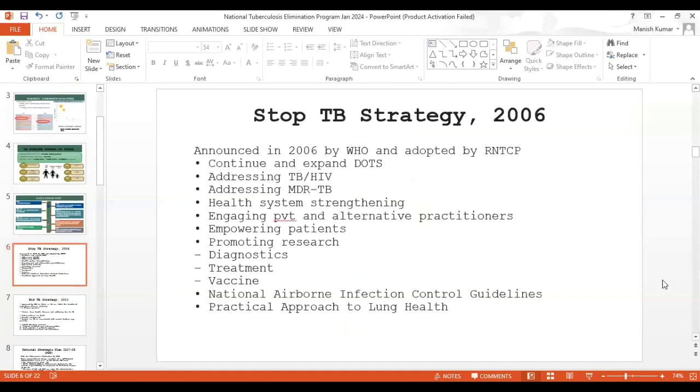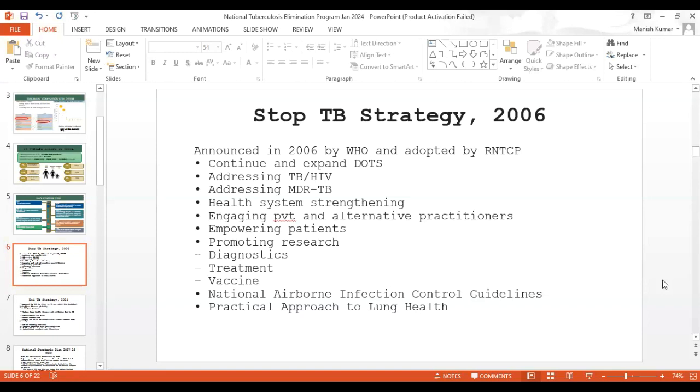So there are certain things which we should know about. The Stop TB strategy, which came into existence in 2006, was basically announced by WHO and adopted by the Government of India under RNTCP. Under this, they continued to provide DOTS, and as I said, this was expanded to pan India.